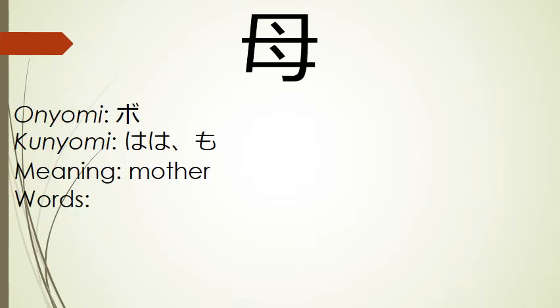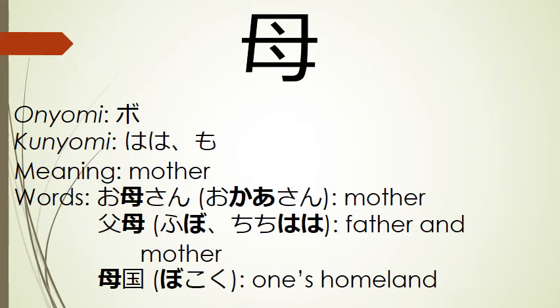Our next kanji means mother. Its onyomi is bo, and its kunyomi include haha and mo. Words that use this kanji include oka-san, mother, hubo or chichi-haha, father and mother, and bokoku, one's homeland.